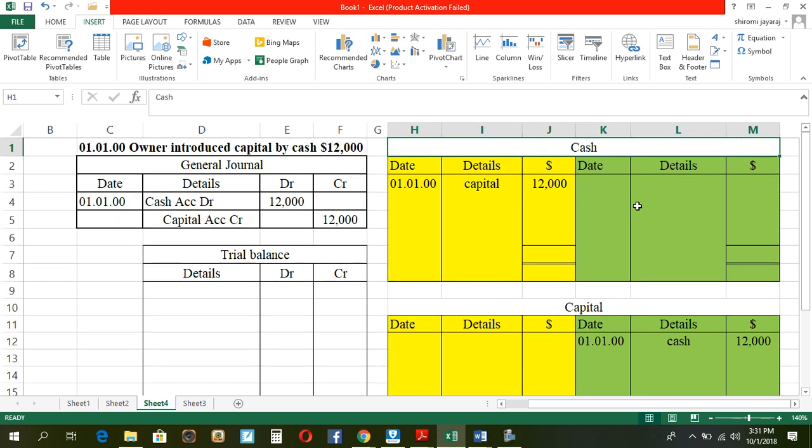Step 1, we entered in the general journal. Step 2, we opened the ledgers. Step 3, we posted entries. And now we are going to balance off. What are we going to do? Balance off. Now, we are going to check the two columns. This column and this column. Can you see the two columns?